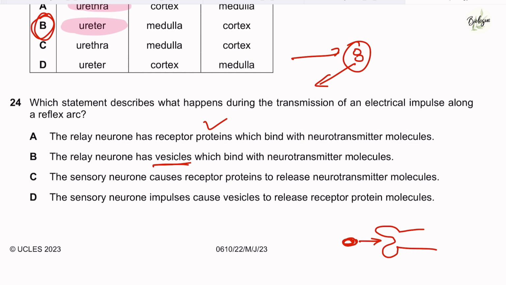The sensory neuron impulses cause vesicles to release receptor protein molecules. That's also not right. It is the vesicles that release neurotransmitter molecules, not receptor molecules. Okay, so the answer is A.